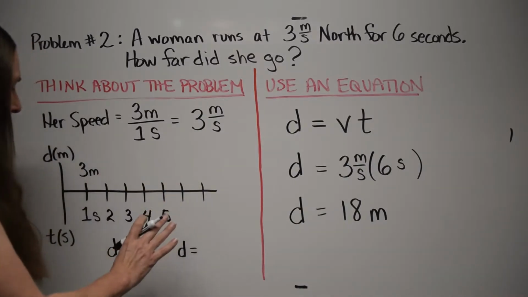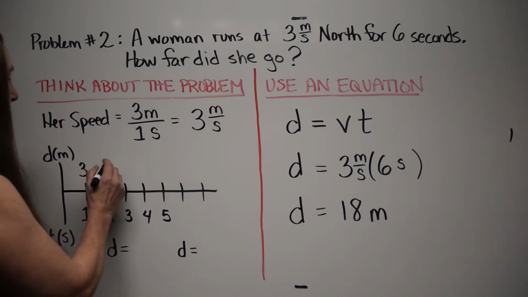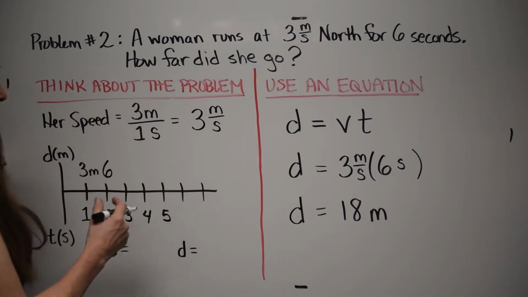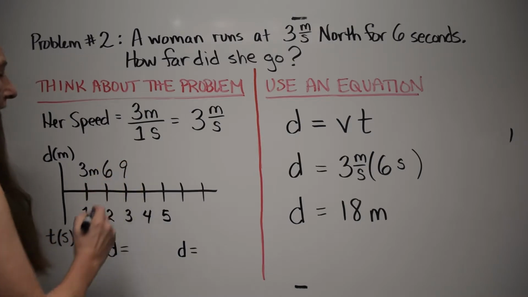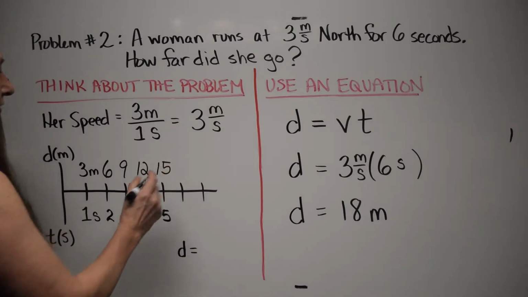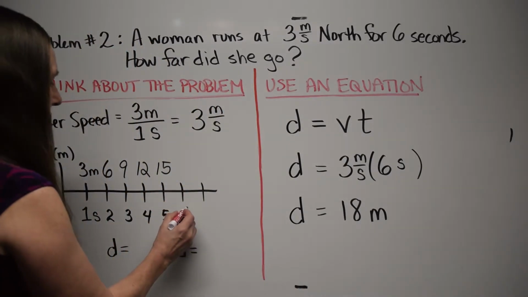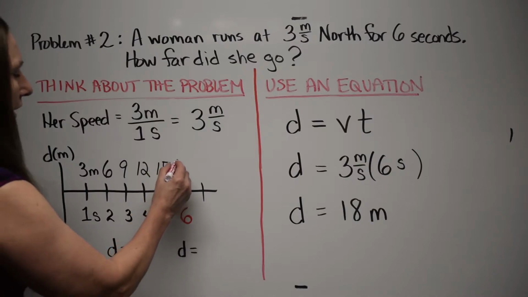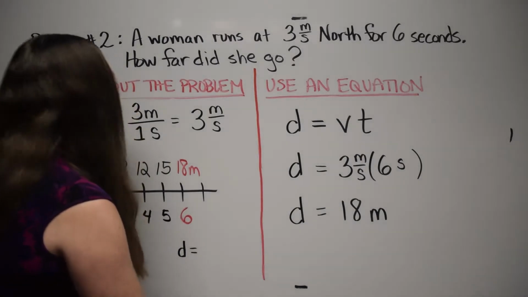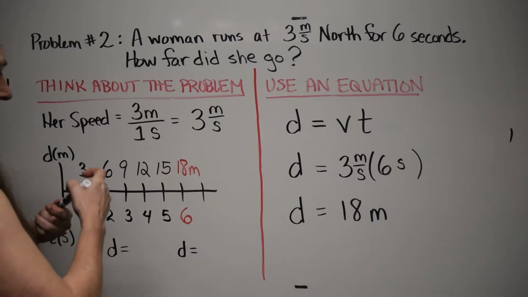If we were to put this on a number line, she went 3 meters in the first second. That means in 2 seconds she would have gone 6 meters. Every additional second she goes another 3 meters. So here she's gone 9 meters, here she's gone 12 meters, here she's gone 15 meters. So for the time that they're asking us about, in 6 seconds, how far has she gone? She's gone 18 meters in 6 seconds. At this rate of speed, she's gone 18 meters in 6 seconds.